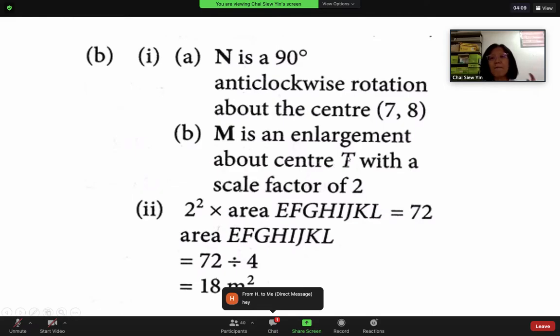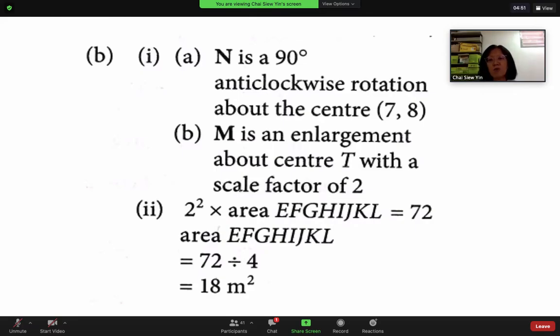Now, let's say my enlargement, the center is not T, then the center of rotation will not be 7/8. Because there are more than one possible answers, if the center of enlargement is at, let's say, S, like I mentioned yesterday, then the center will be at 6/8. Or if the center of enlargement is at Q, then the center of rotation will be 6/7. So it can be more than one answer.